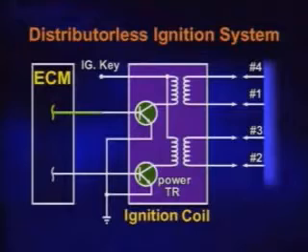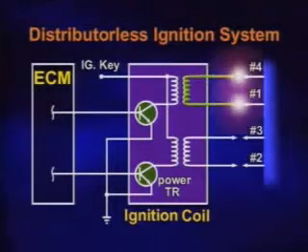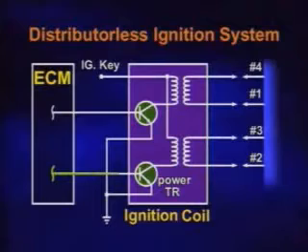In the distributorless type, sometimes the primary coil is controlled by the power transistor. In that case, the power transistor is installed inside the ignition coil. The operations of the ignition coil and power transistor are the same as that of the distributor type.